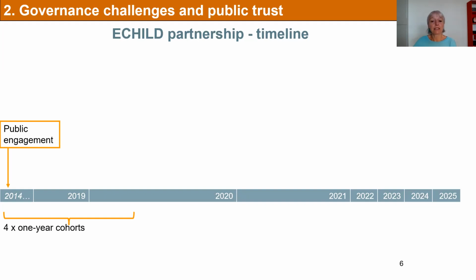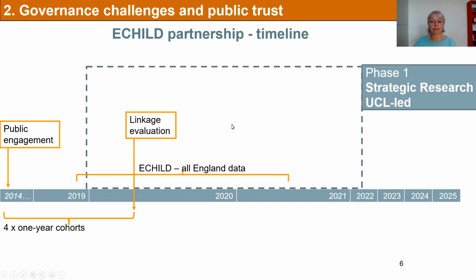Their support was critical to the data providers and ethics committee. Our first request for this predecessor data involved just 4 one-year cohorts of children, which was just over 2 million children. This set the precedent for governance permissions and allowed us to develop the linkage method for the more ambitious EChild partnership phase 1 project, which is being led by UCL. This links all children in England born from 1995. And as I said earlier, that's nearly 15 million children.